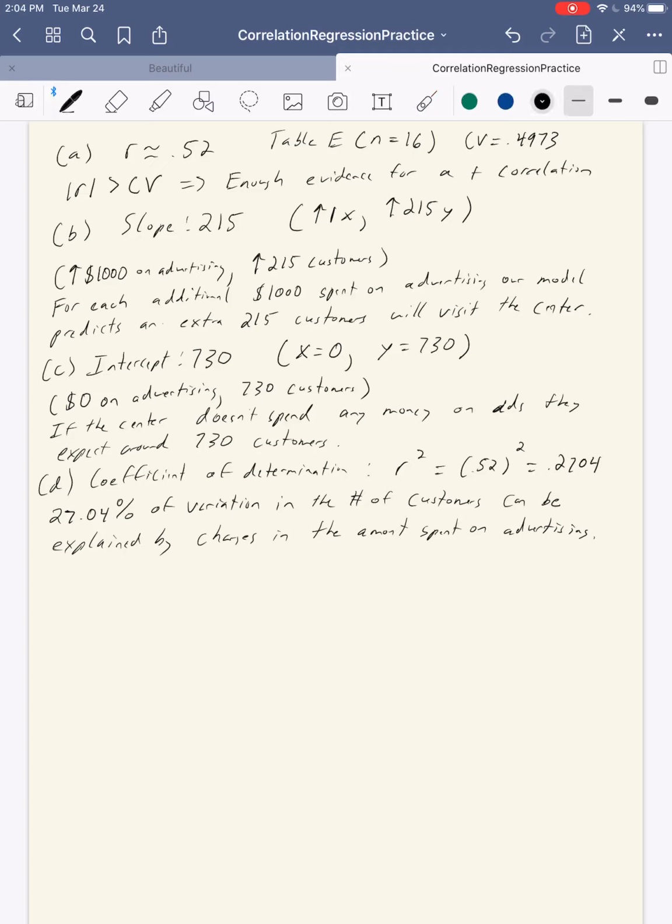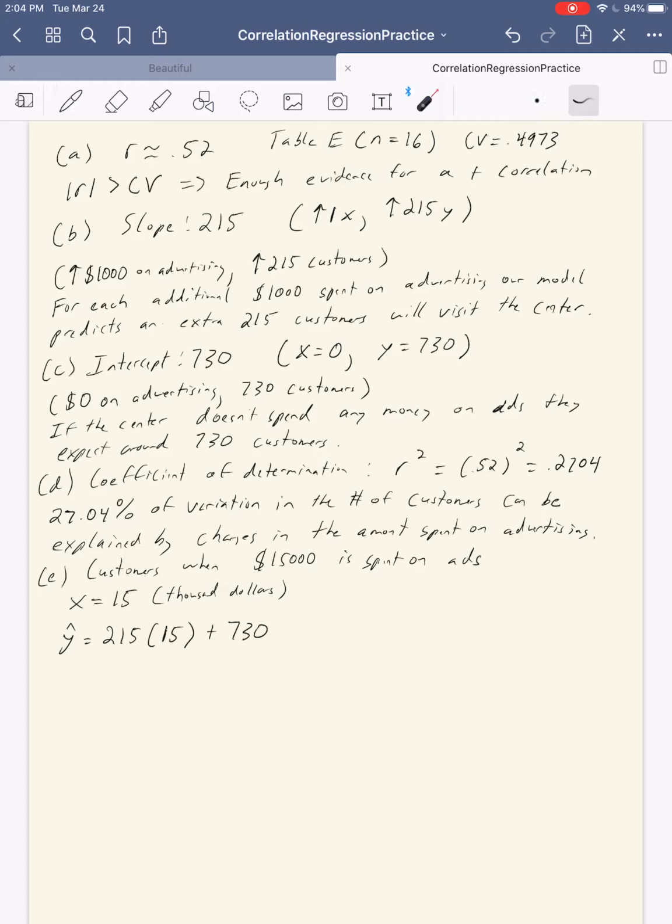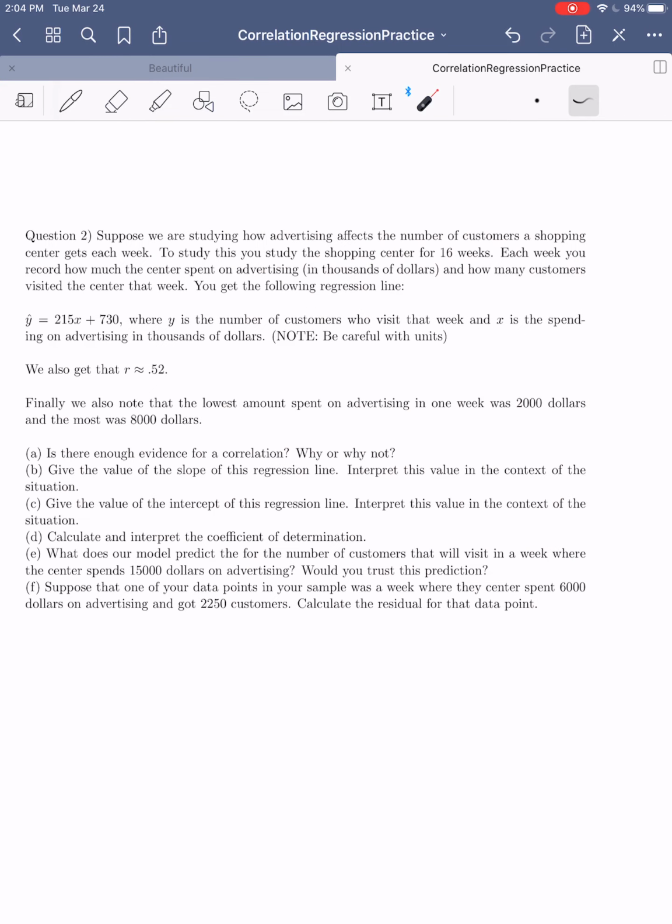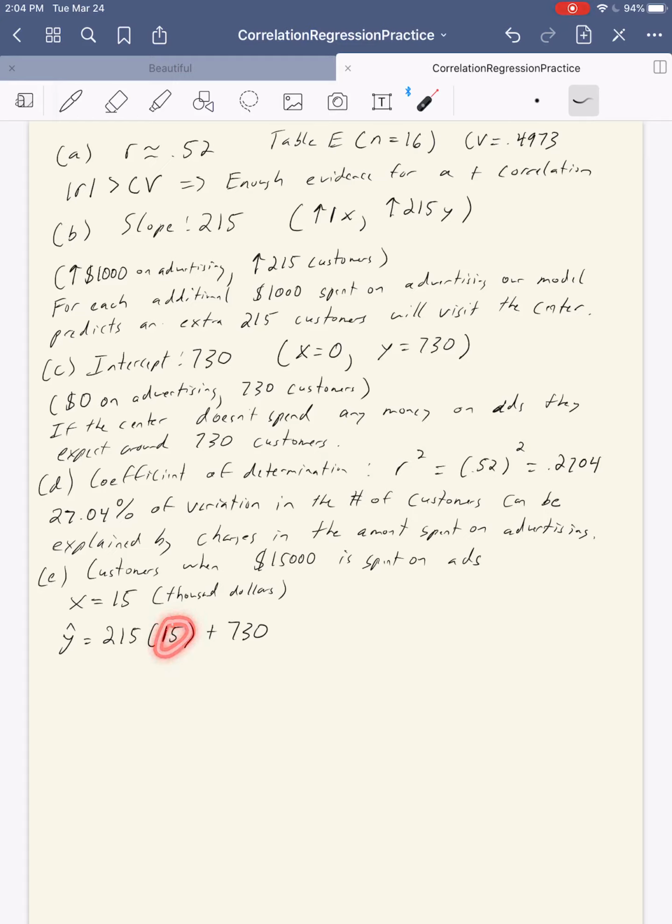All right, we wanted to make a prediction, right? So customers when $15,000 is spent on ads. Okay, that means since we're doing a prediction, we're going to be plugging that in. We do need to be careful though. Remember that X is in thousands. So X here is going to be 15. So when we go to plug in here, we get our predicted Y is going to be 215 times 15 plus 730. And again, remember that 215 and that 730 are just coming from the original model. We're plugging in 15 because it's talking about $15,000 spent on advertising.